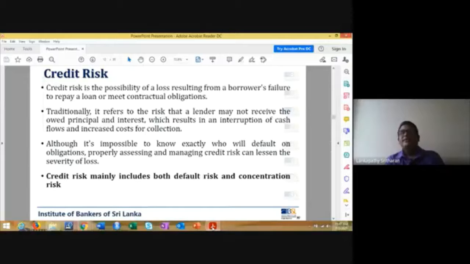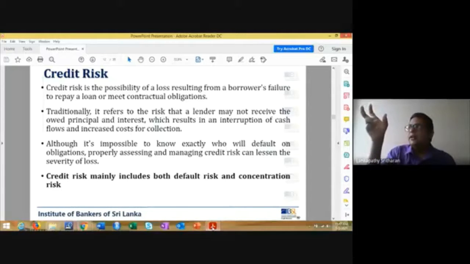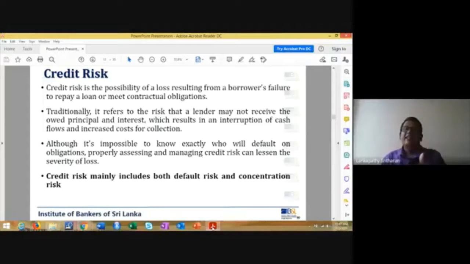So when we are assessing the risk of a particular bank or the banking sector, we have to think about credit risk. We have to think about the default risk and the concentration risk. Concentration risk, as I mentioned already, we can calculate as the loans and advances granted to a particular segment divided by total loans and advances. And the default risk we can calculate through the NPL ratio, the non-performing loans and advances ratio.